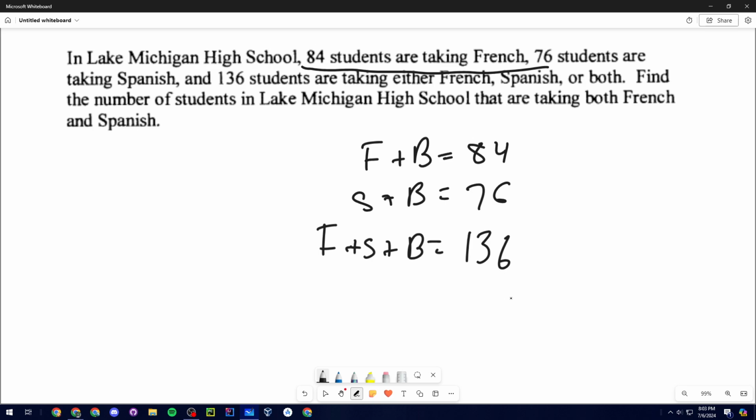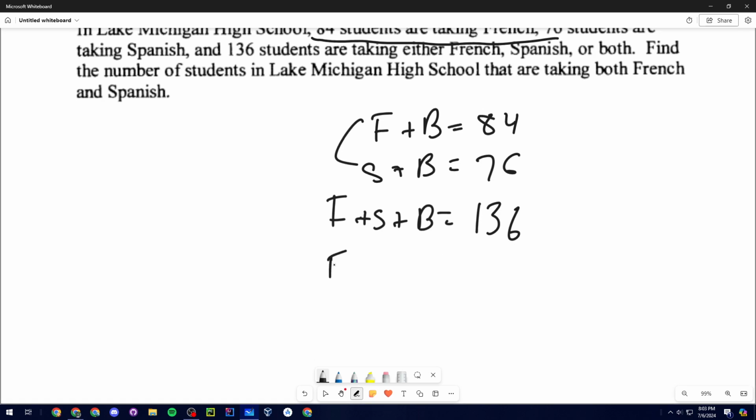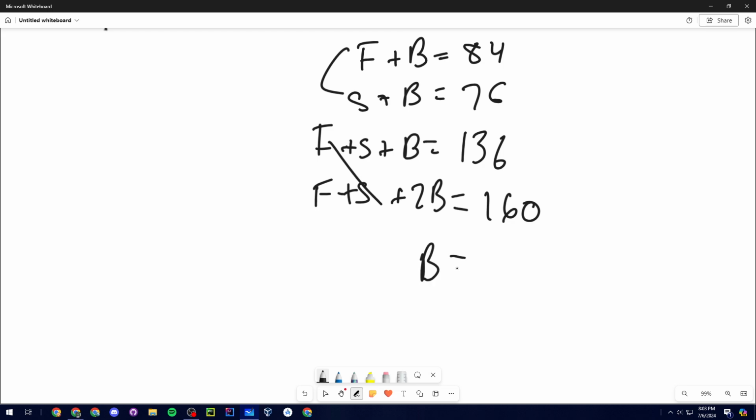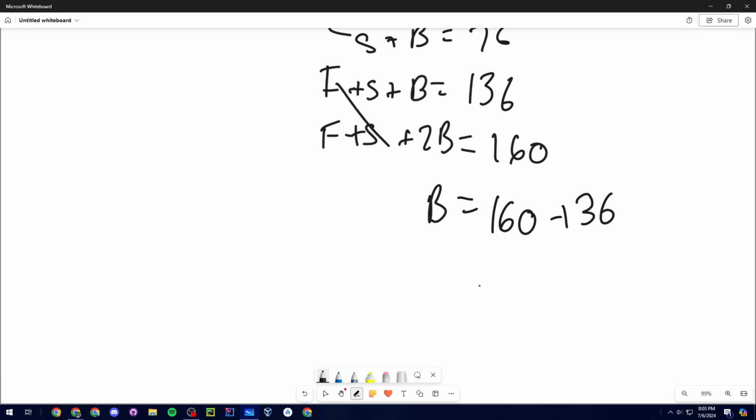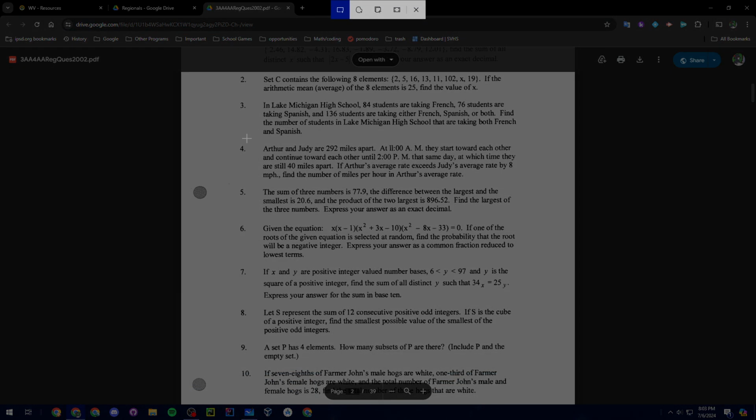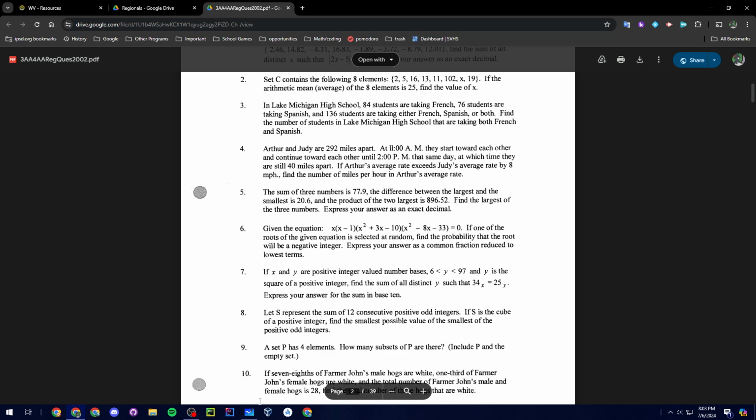So what do I even have to solve for? I have to solve for both. Okay. This doesn't look too bad, because if you add these two, that's something I recognize. That gives you 160, and then subtracting these two gives you B is equal to 160 minus 136, just because of systems of equations, giving B is equal to 24. Okay, that's the answer. Nice. Okay, problem 4. We're going at a pretty good pace here.